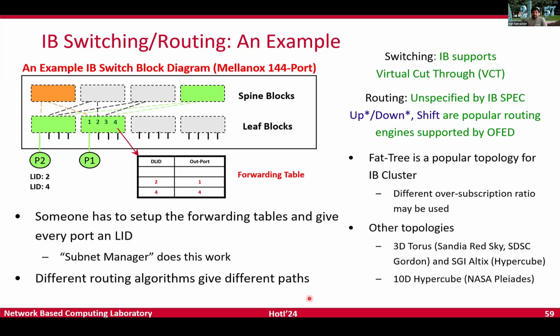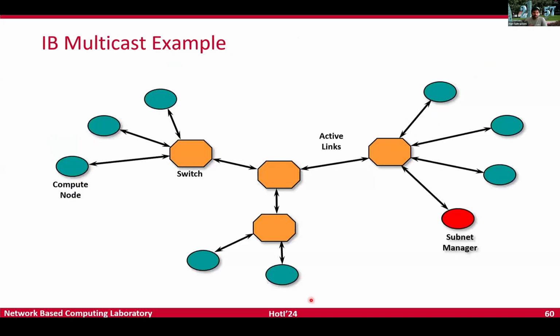Now let's take a quick example of how IB multicast works. Typically, the subnet manager entity can run on an end node or a switch, depending on the choice of the system administrator. The first time a process wants to join a multicast group, it sends a multicast join to the subnet manager, who then sets up the multicast group by configuring the switches appropriately. The next time somebody else wants to join, a similar step happens.